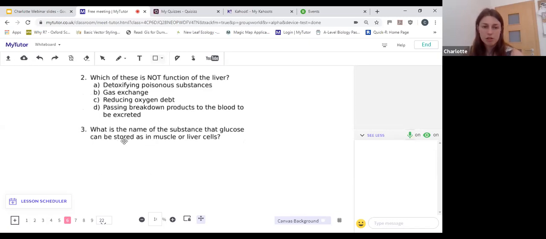What's the next? Question 3, what is the name of the substance that glucose can be stored as in muscle or liver cells? Yes, well done, Fatima, that's right. Any more answers before I reveal? Good. The answer is, oh, a few more coming in. Well done, everyone. So the answer is glycogen. Well done, everyone that got that one right.